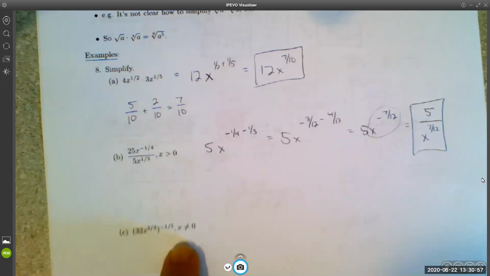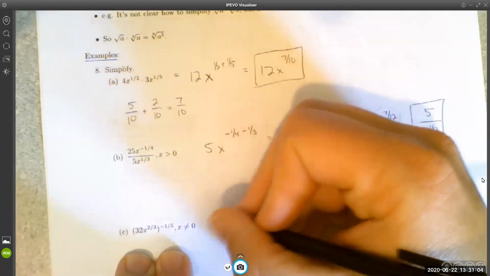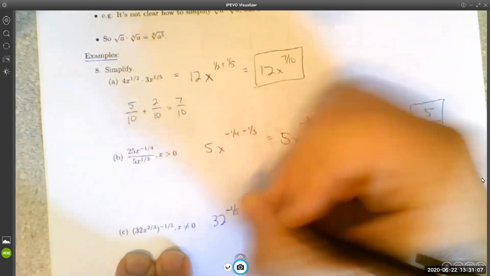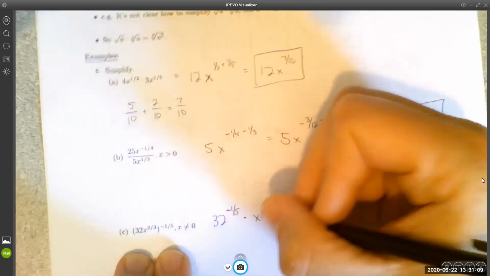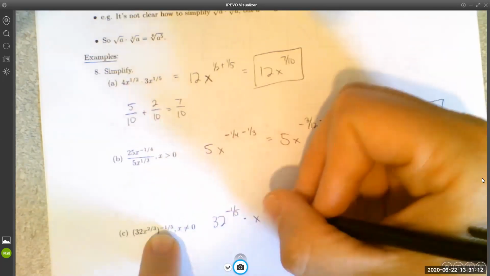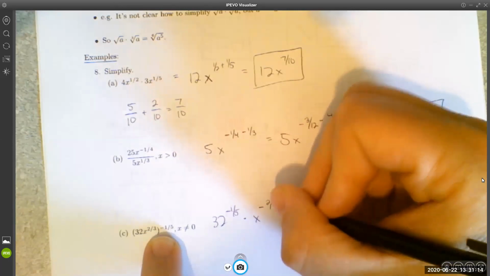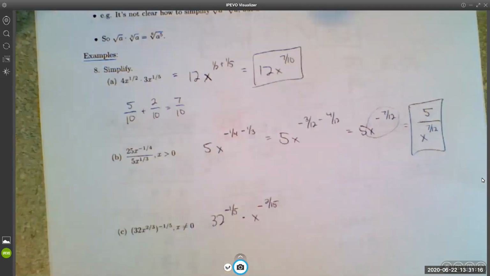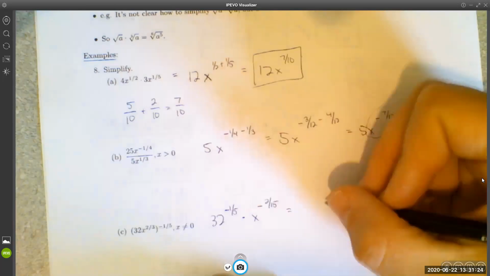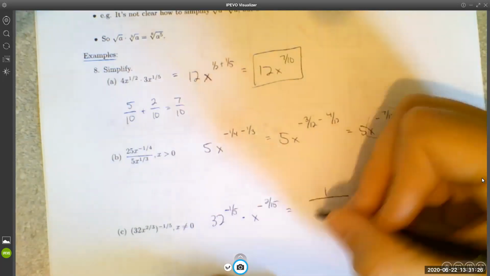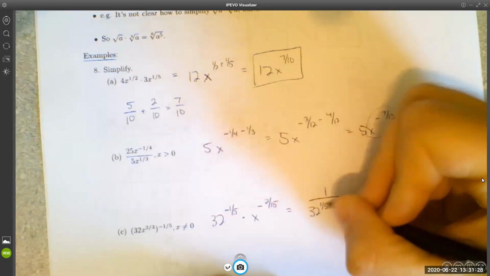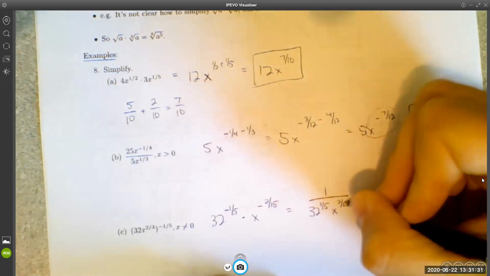On part C, remember that you can distribute exponents across multiplication. So I can think of this as 32 to the negative 1/5 times x to the 2/3 times negative 1/5. That's negative 2/15, right? So this is going to be 1 over 32 to the positive 1/5 times x to the positive 2/15.